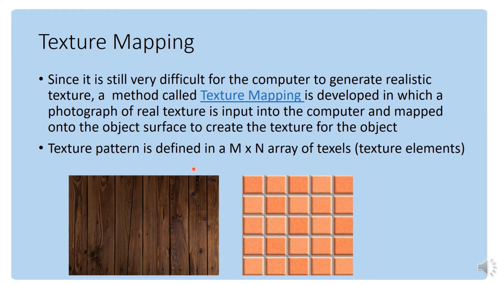If you look at these two figures, here is the real texture. This one is the real texture of wood, and then we can apply this texture to the polygon or the object that we have. We can wrap our object with this kind of texture so that we can have a realistic texture or realistic object to be used in the scene.